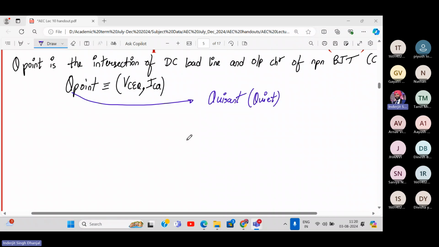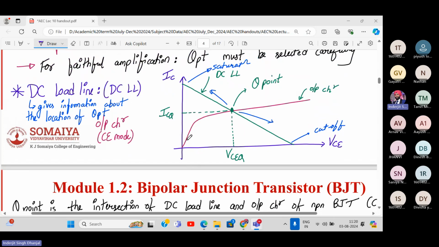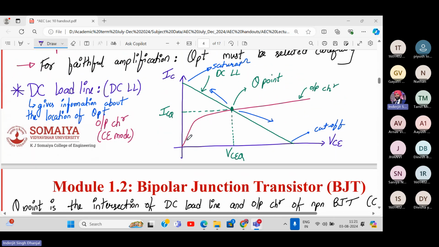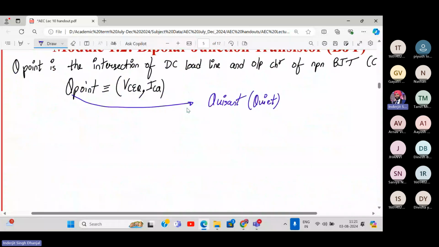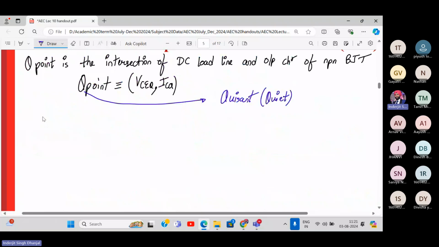So far, any doubts? Anyone? You understood what is a Q point? What is a DC load line? And why the intersection of a DC load line and output characteristics is a Q point. So basically what happens is, let me just show you a little bit better picture. This Q point might shift. Okay, this Q point might go over here. So let's say you have three kinds of situations here.